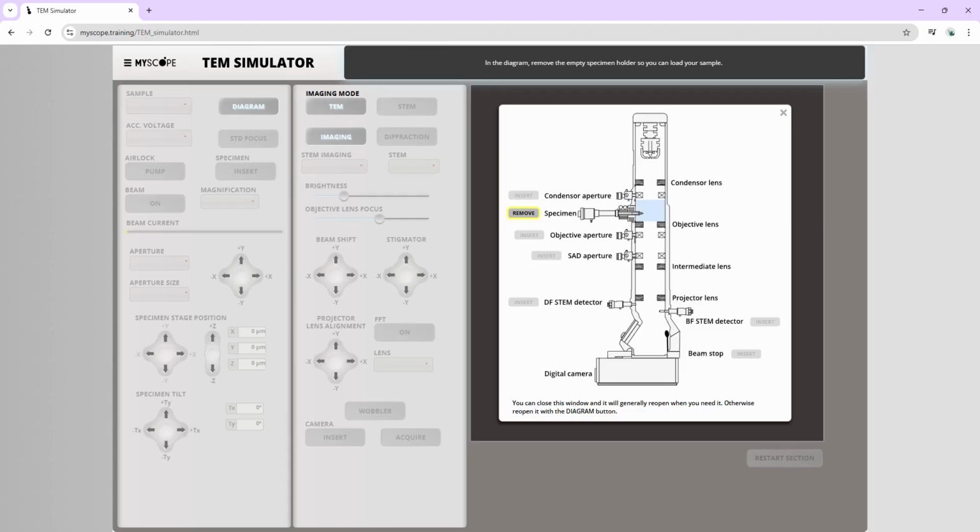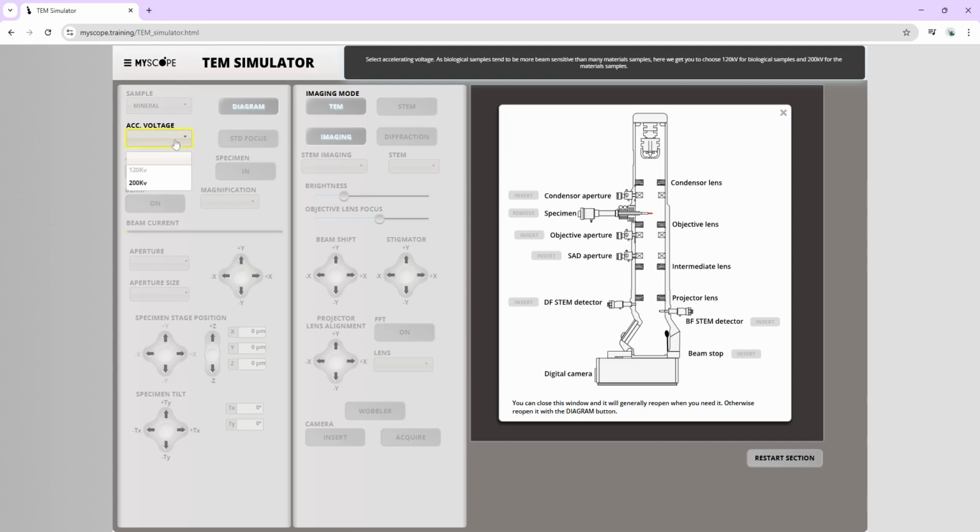This is a transmission electron microscope simulator. It's an online tool that allows scientists to practice before they use the real thing. Let me walk you through the most relevant steps. So you would choose a sample and put it into the specimen holder. So after placing the sample and inserting it, we would then need to evacuate the chamber. The sample gets moved into position, ready for the electrons to be transmitted through it.